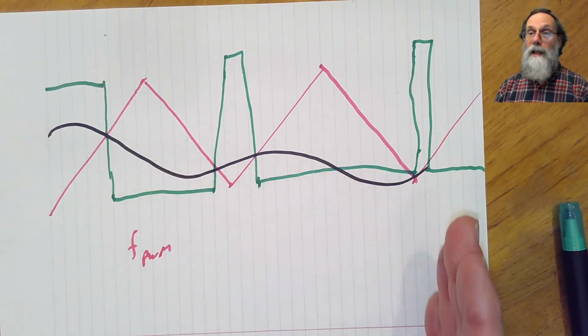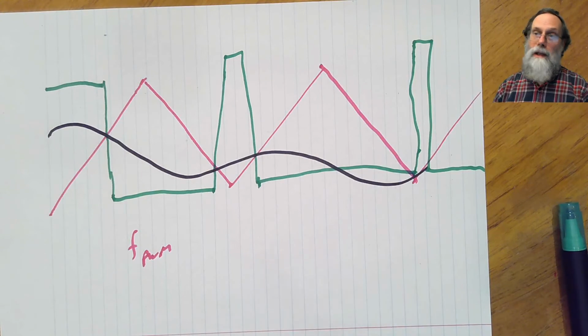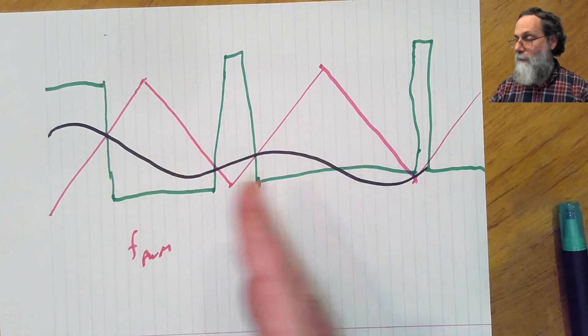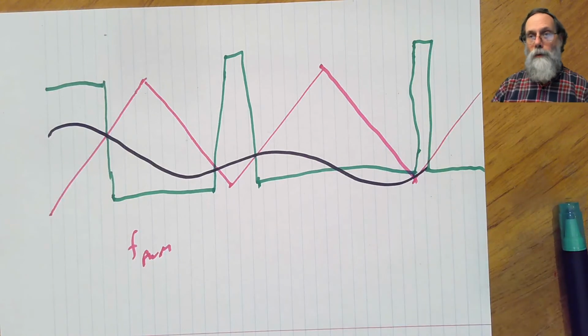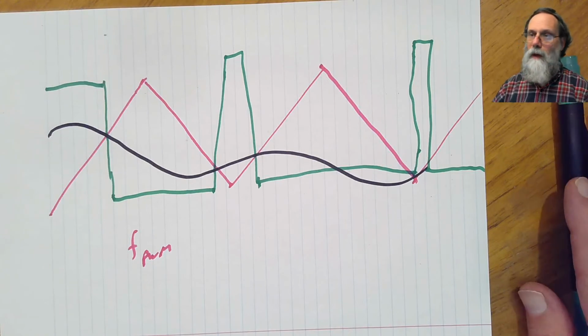The pulse width modulation frequency is going to be just the frequency of this triangle wave, because we'll get one pulse for each triangle wave period. That's assuming, again, that the frequency of our signal is low enough that it's not fluctuating a lot during the period of the triangle wave.